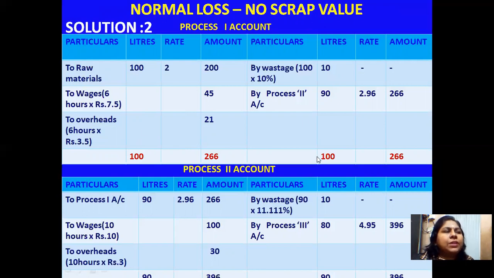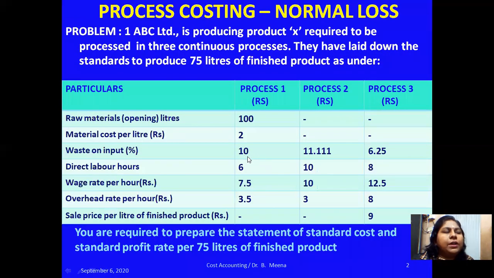Okay. By wastage, they mention the wastage percentage is how much? 10%. Always the wastage percentage is applicable on the input.